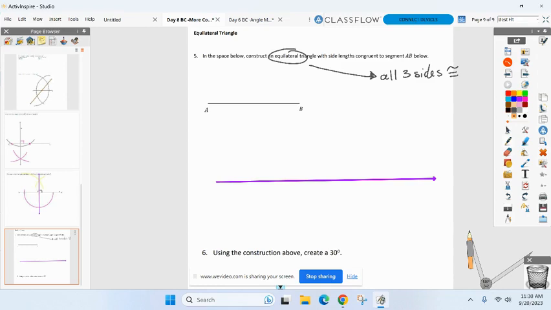So all three sides have to have a length of AB. So why don't we just copy AB on there to start? This is the first construction we did. I want you guys to go ahead, copy AB using your compass onto that ray. Copy AB onto it.